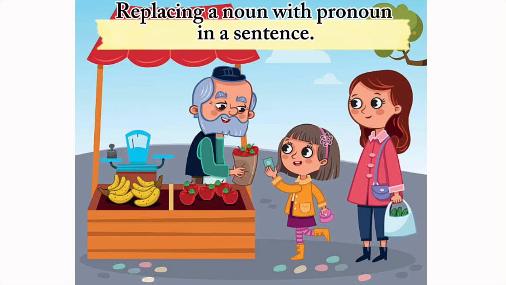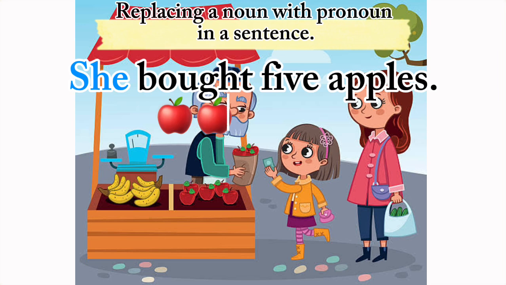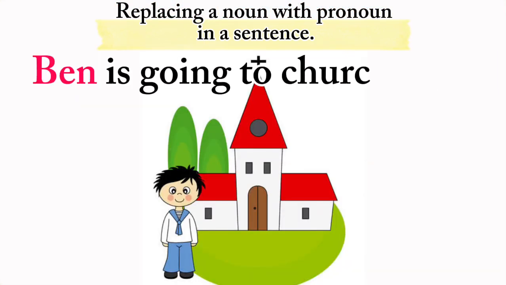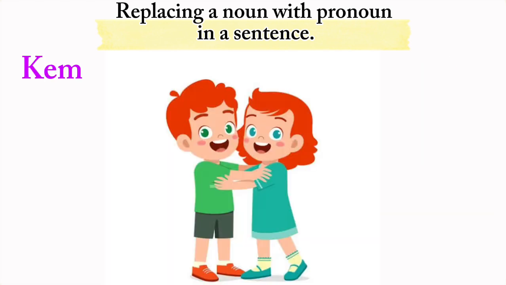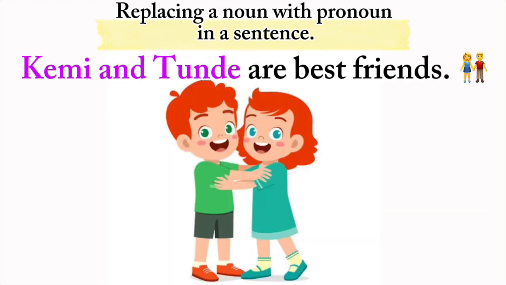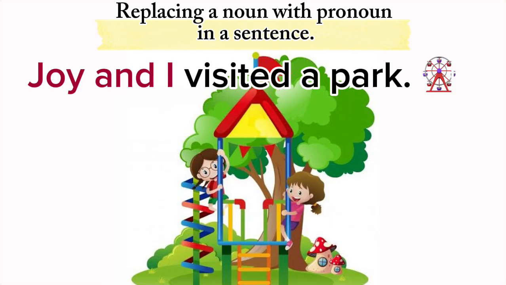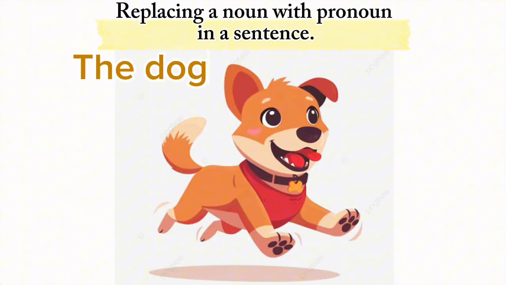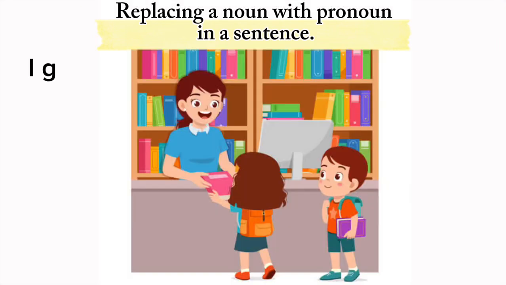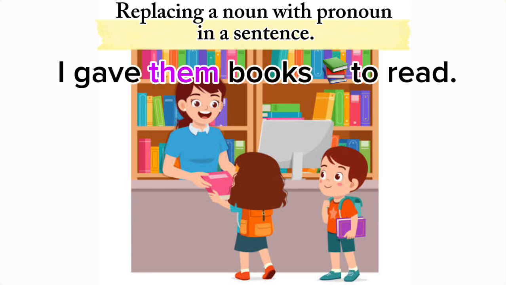Replacing a noun with a pronoun in a sentence. Kate bought 5 apples. She bought 5 apples. Ben is going to church. He is going to church. Kemi and Tola are best friends. They are best friends. Joy and I visited a park. We visited a park. The dog ran so fast. It ran so fast. I give Peter and Jane books to read. I give them books to read.